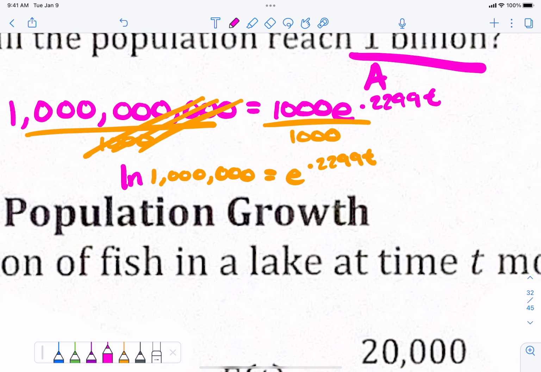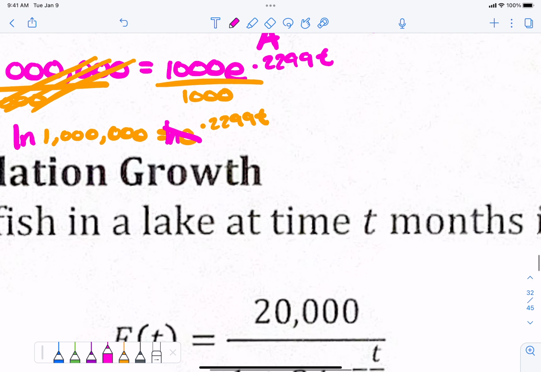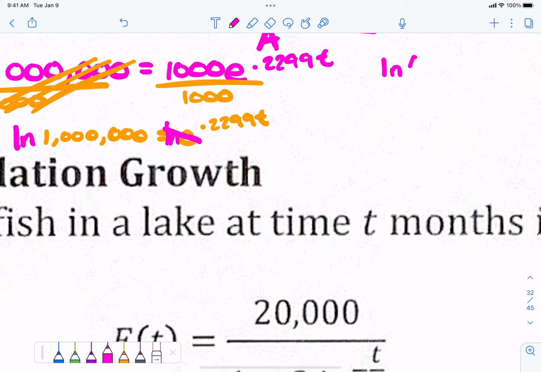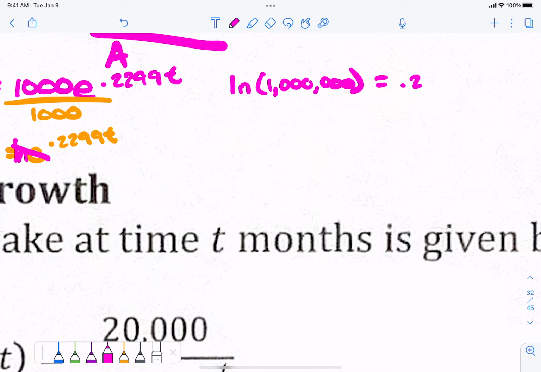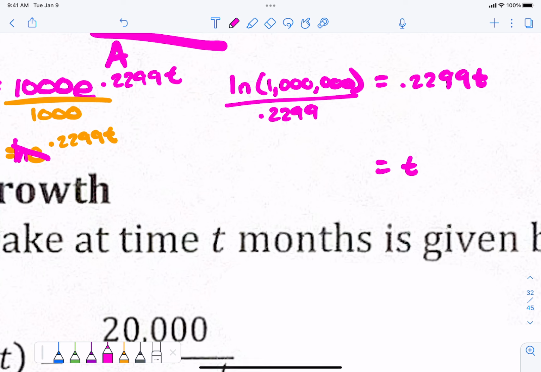Now we ln both sides. So ln and e cancel out. I've got ln of 1 million, whatever that is, equals 0.2299t. And then we're going to divide by 0.2299, just like we did solving for R in the last problem. How long does it take?